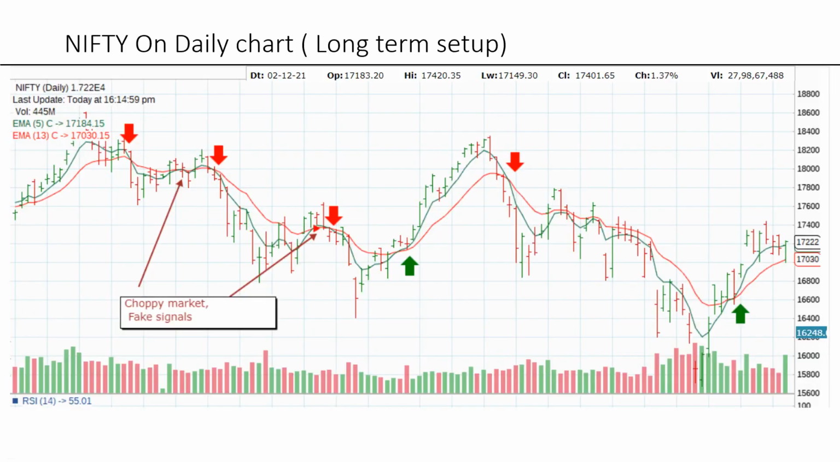So let's take our first example of Nifty. It's on the daily chart and it's our long-term setup. Our green bold arrows represent the buy signal where 5 EMA has crossed the 13 EMA on the upside, and the red bold arrows represent the sell signal where 5 EMA has crossed 13 EMA on the downside.